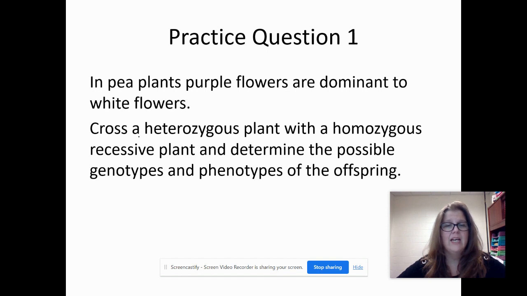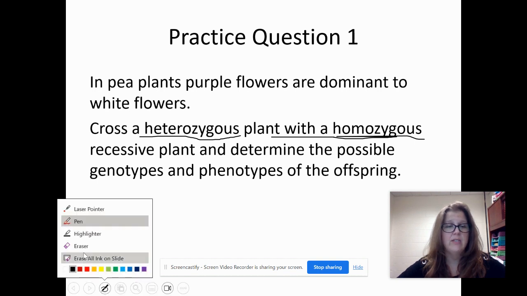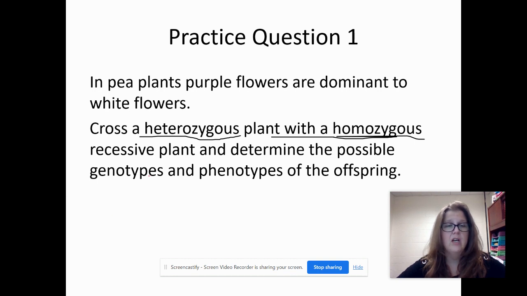So cross a heterozygous with a homozygous recessive plant. That's important, right? Can't just say homozygous, have to say homozygous recessive. So for our heterozygous plant, I didn't give you letters for this, so I'm just going to use the letter A, because like I said in a previous video, it's easier to use letters that look very distinct in capital and lowercase. So our purple flowers are dominant. Purple is going to be the big A, whereas white is going to be little a.